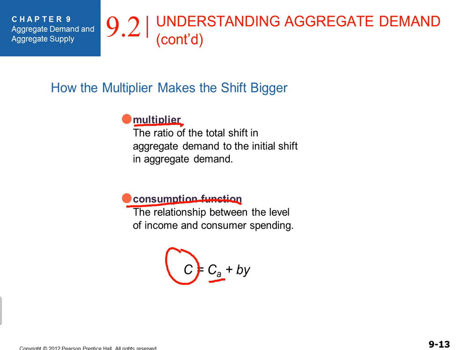And then they also have this other part. They have two parts of consumption: one that's independent of income, and the other that's dependent on income, and that's B times Y. B is called the marginal propensity to consume, and Y is income. Let's look at the next slide and see if we can understand this a little bit better.